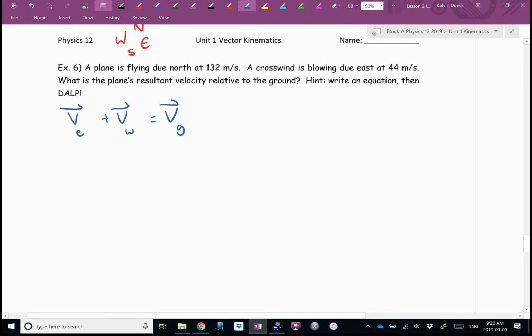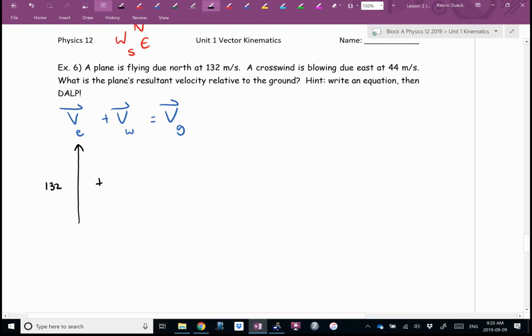What's the engine velocity? Which way is the plane pointing its engines? Which way is it flying? How big? So I'm going to draw an arrow pointing north, and this is 132 plus. Aman, which way is the wind velocity?